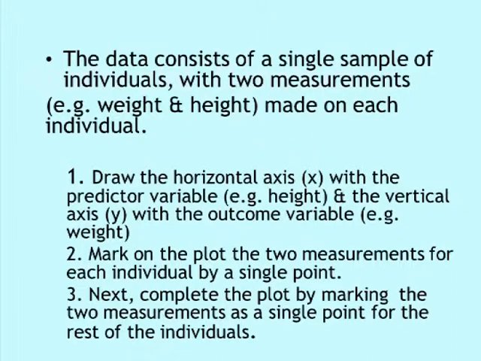So what happens is, for every individual in the group, you will have a common point, or what we call a single point, to mark for weight and height. And then, for example, if you have 50 students, you will have 50 such points on the graph or on the diagram. And then what we do is we mark the two measurements as a single point for all the individuals and try to look at the correlation.